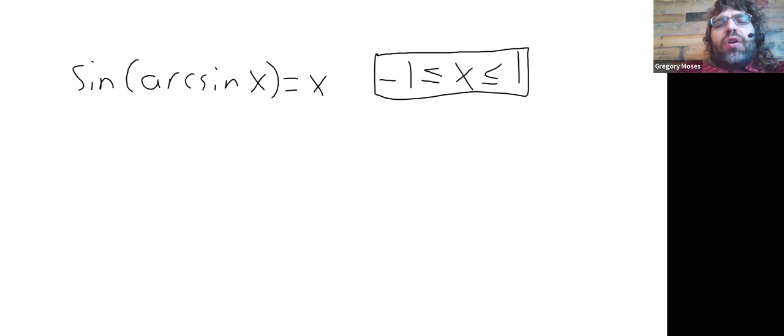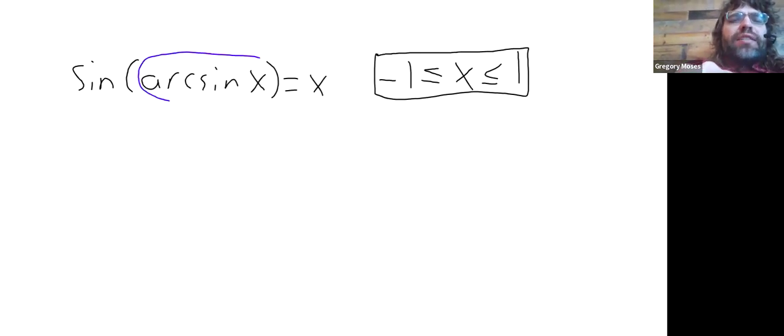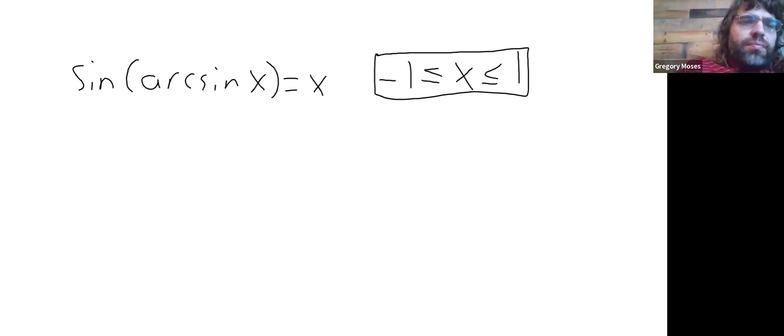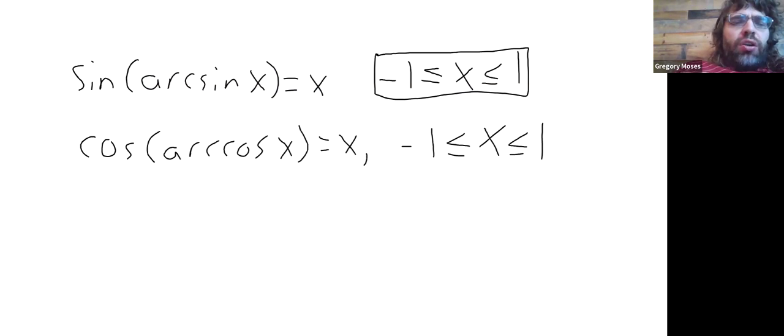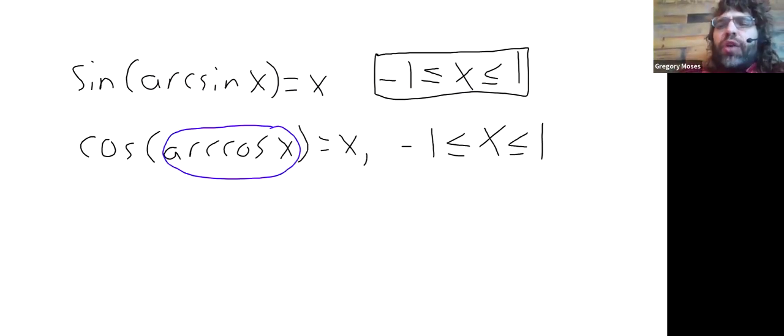So for any value of x where we can write this down, for any value of x where the arc sine of x is defined, the sine of the arc sine of x equals x. Similarly, the cosine of the arc cosine of x equals x. And once again, this is kind of a fake restriction in the sense that for the arc cosine of x to be defined in the first place, x has to be in that interval.